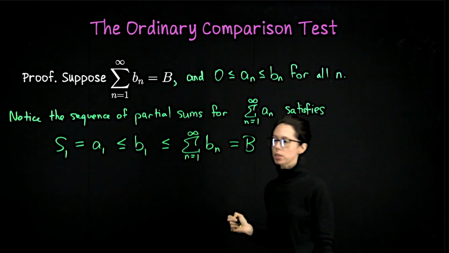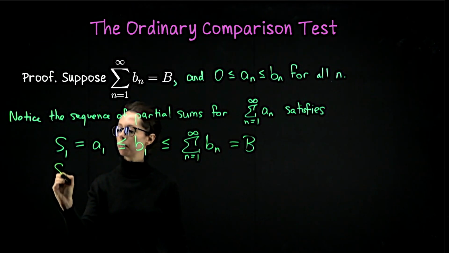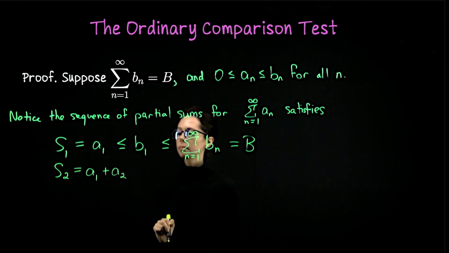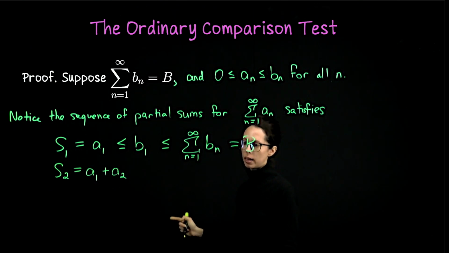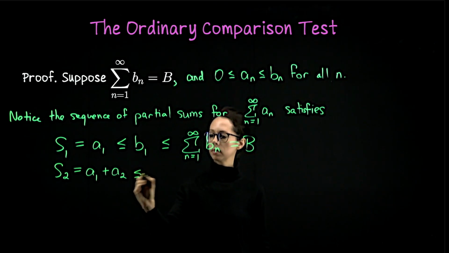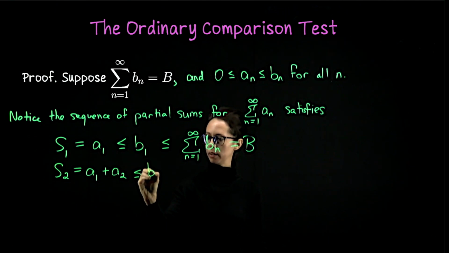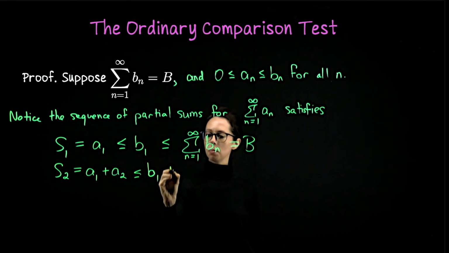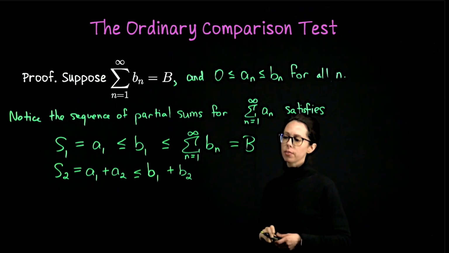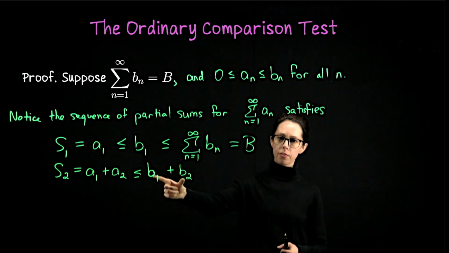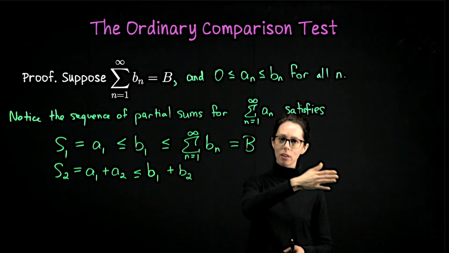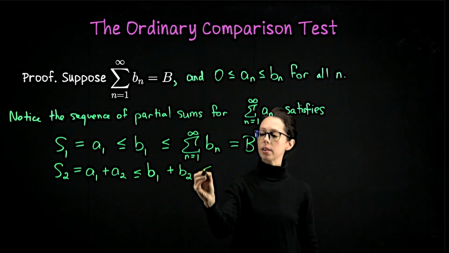Okay, what about the second partial sum? S sub 2 is a1 plus a2. But a1 is less than or equal to b1, and a2 is less than or equal to b2. So b1 plus b2. And just like the line above, I have the first two terms from the series b. If I add to it b3, b4, b5, etc., if anything, we only get larger. So this is less than or equal to the number B.